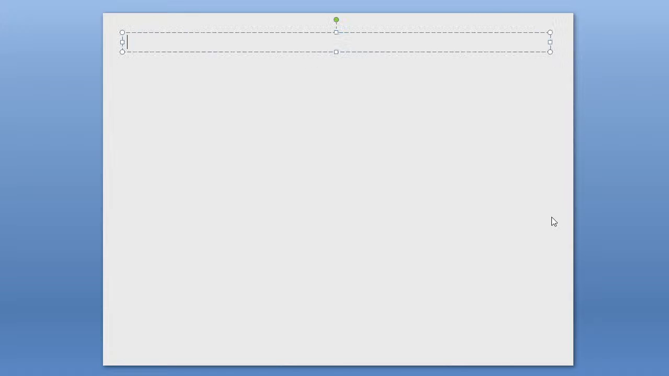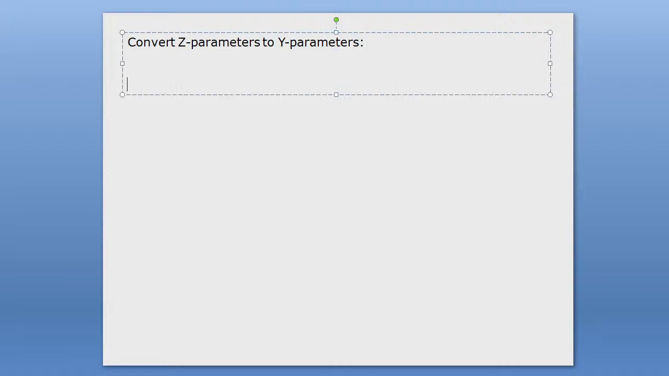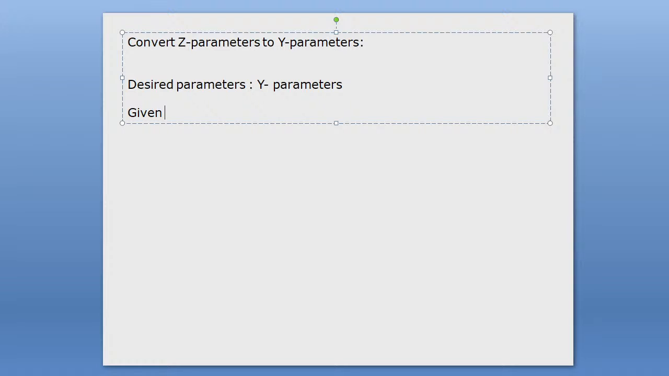So let us consider the z parameter as the given parameter. Okay, convert z parameters to y parameters. Then what we will do, first step is you write the network equation in terms of the desired parameter. What is the desired parameter for this case? The desired parameter for this case is y parameters. What is the given parameter? The given parameters are z parameters.